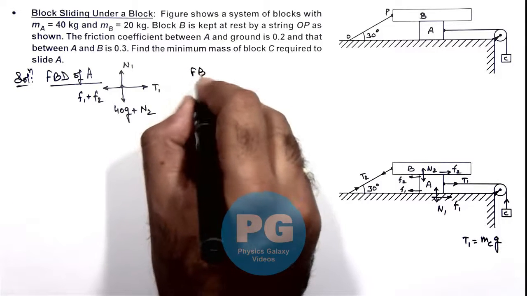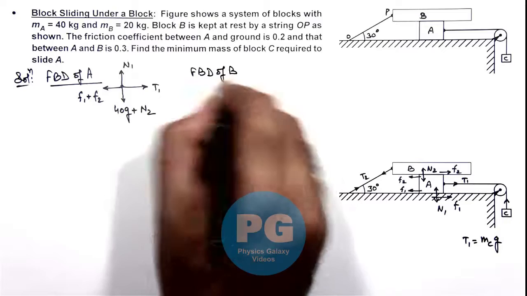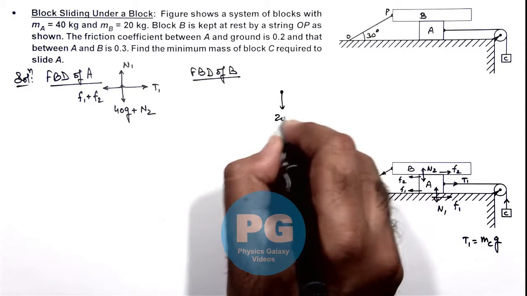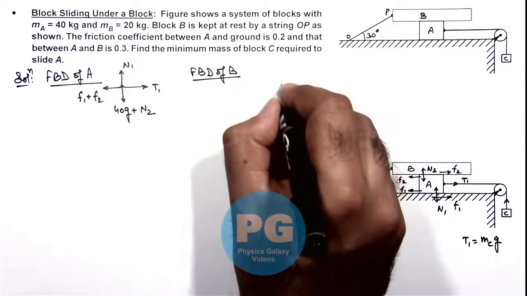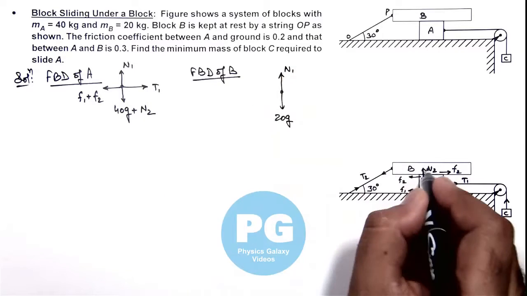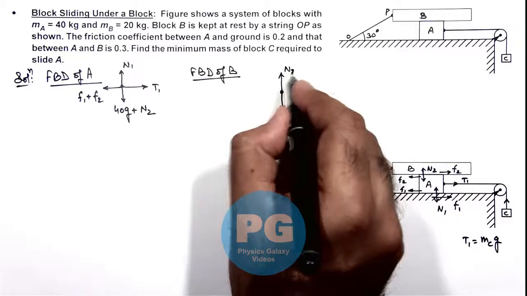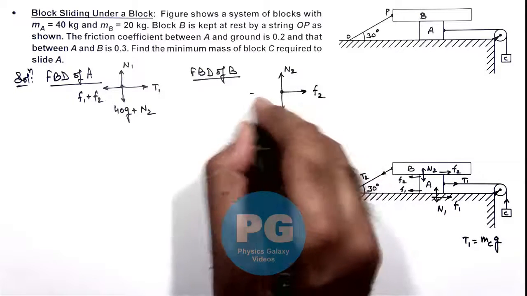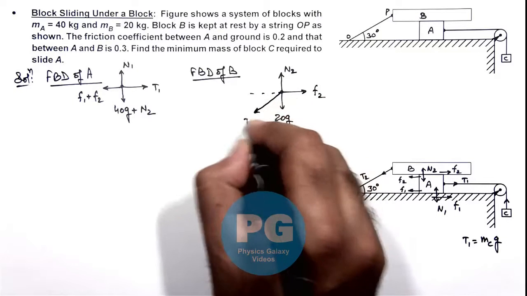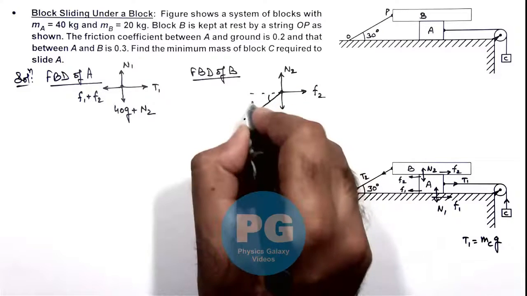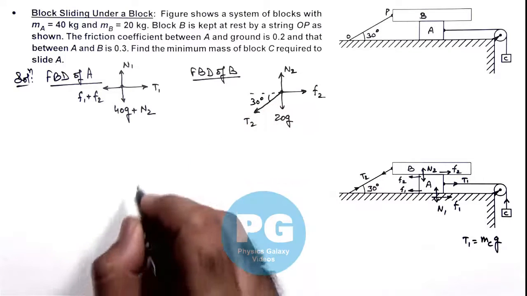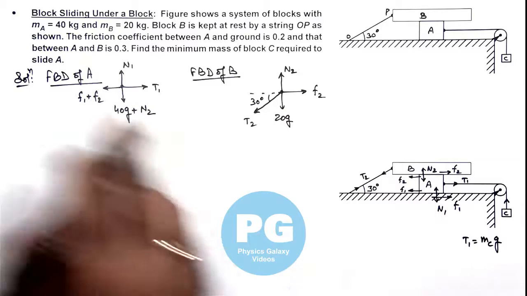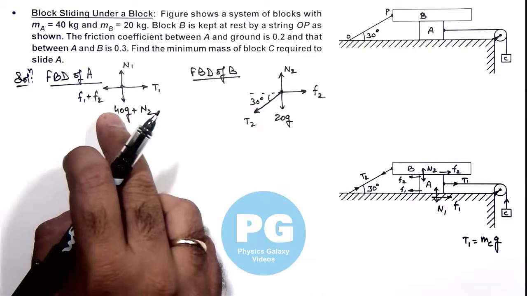Similarly, if we draw the free body diagram of block B, here we can see block B is experiencing the weight 20 g in downward direction. The normal reaction N2 due to contact with block A is in upward direction. Toward right is the friction F2 acting on it, and a tension T2 will act on it at an angle 30 degree with the horizontal. Now here we can write for sliding of the block, both of these frictions must be at limiting values.